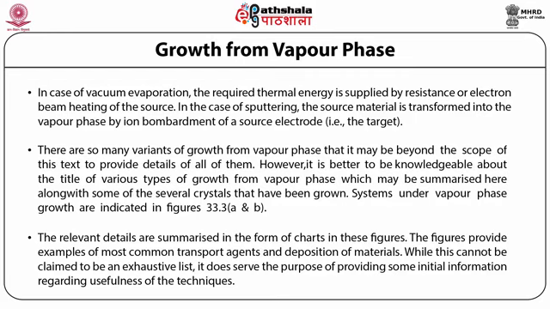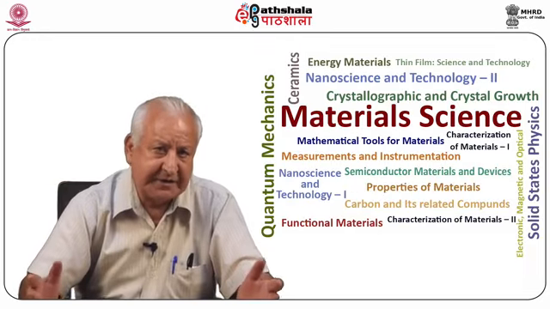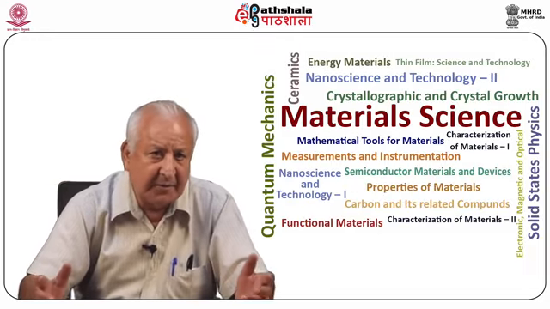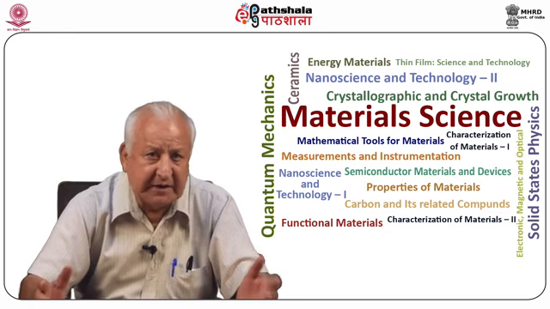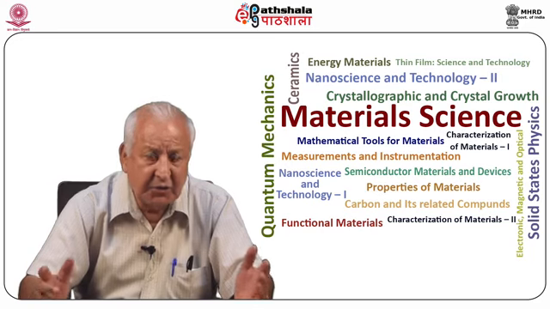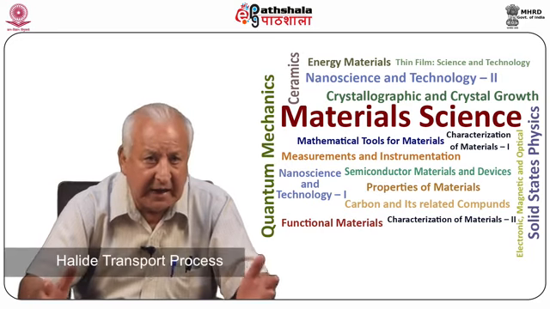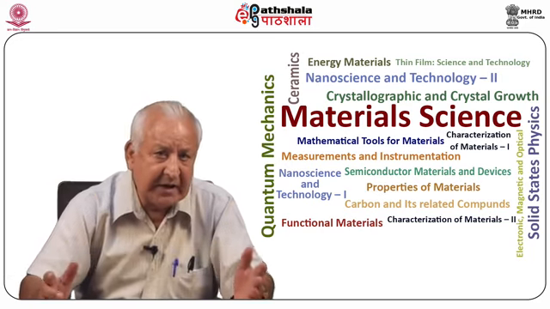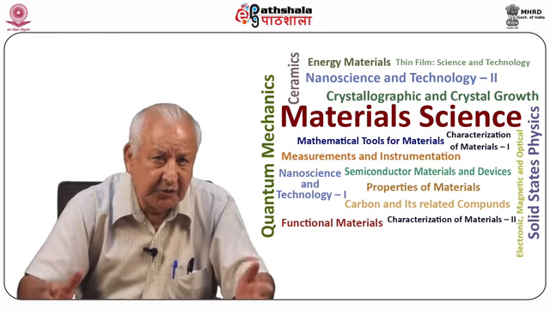While this cannot be claimed to be an exhaustive list, it does serve the purpose of providing some initial information regarding usefulness of the techniques. Example of closed system. We may take up the example of producing material samples for research where use is made of a halide transport process in a sealed silica tube.